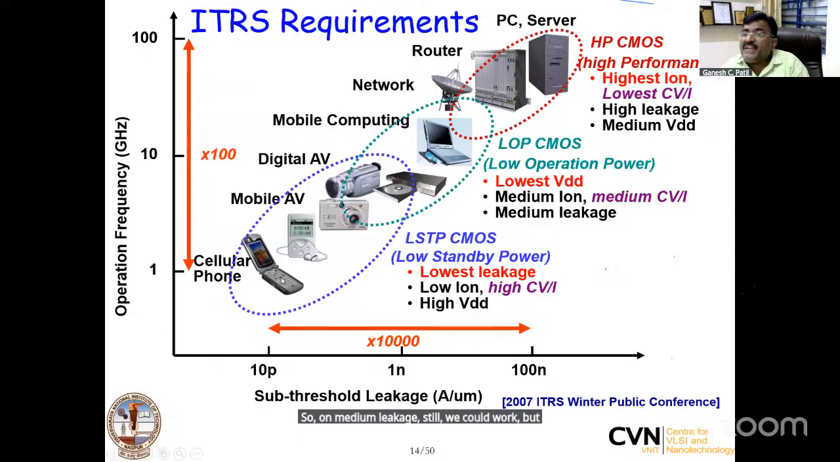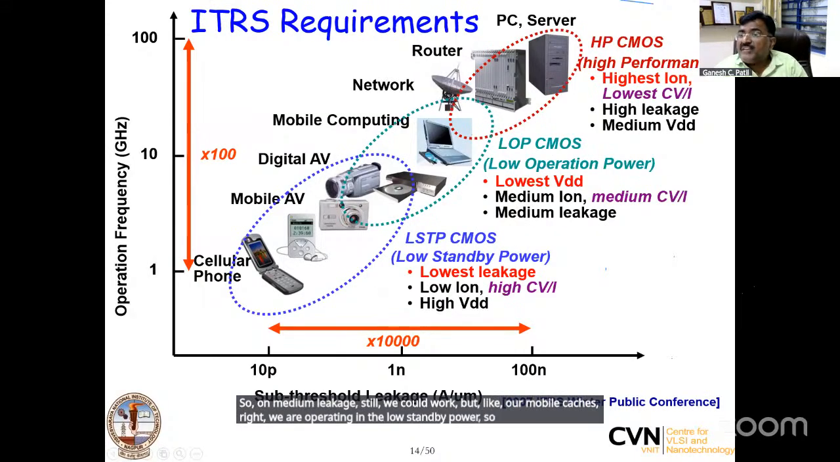But like our mobile gadgets, we are operating in low standby power. So it should have the lowest leakage, low ion, and high VDD, right? So these are the ITRS requirements which we are addressing for CMOS applications.